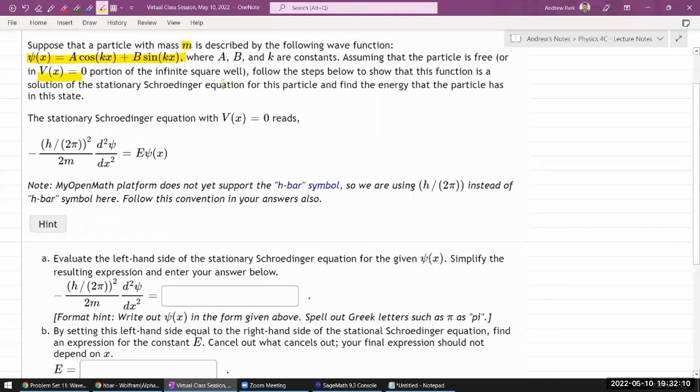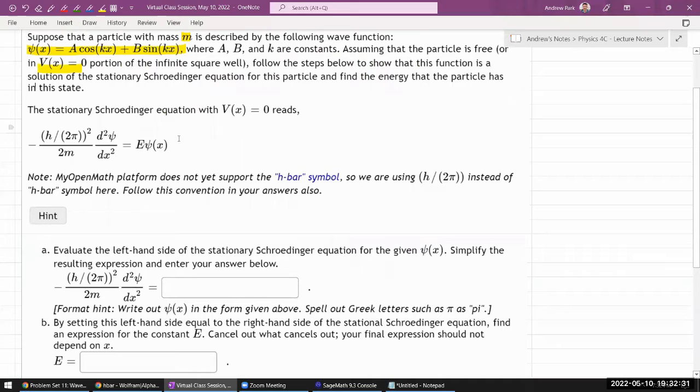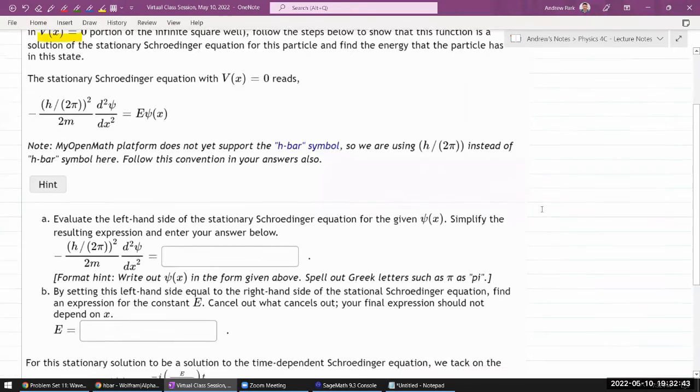Okay. Follow the steps below to show that this function is a solution of the stationary Schrodinger equation for the particle and find the energy that the particle has in this state. Okay. All right. I have my reservations about this being a real function, but I think there's some point here. So let's give it a try and see. I think this might be coupled with the next question.